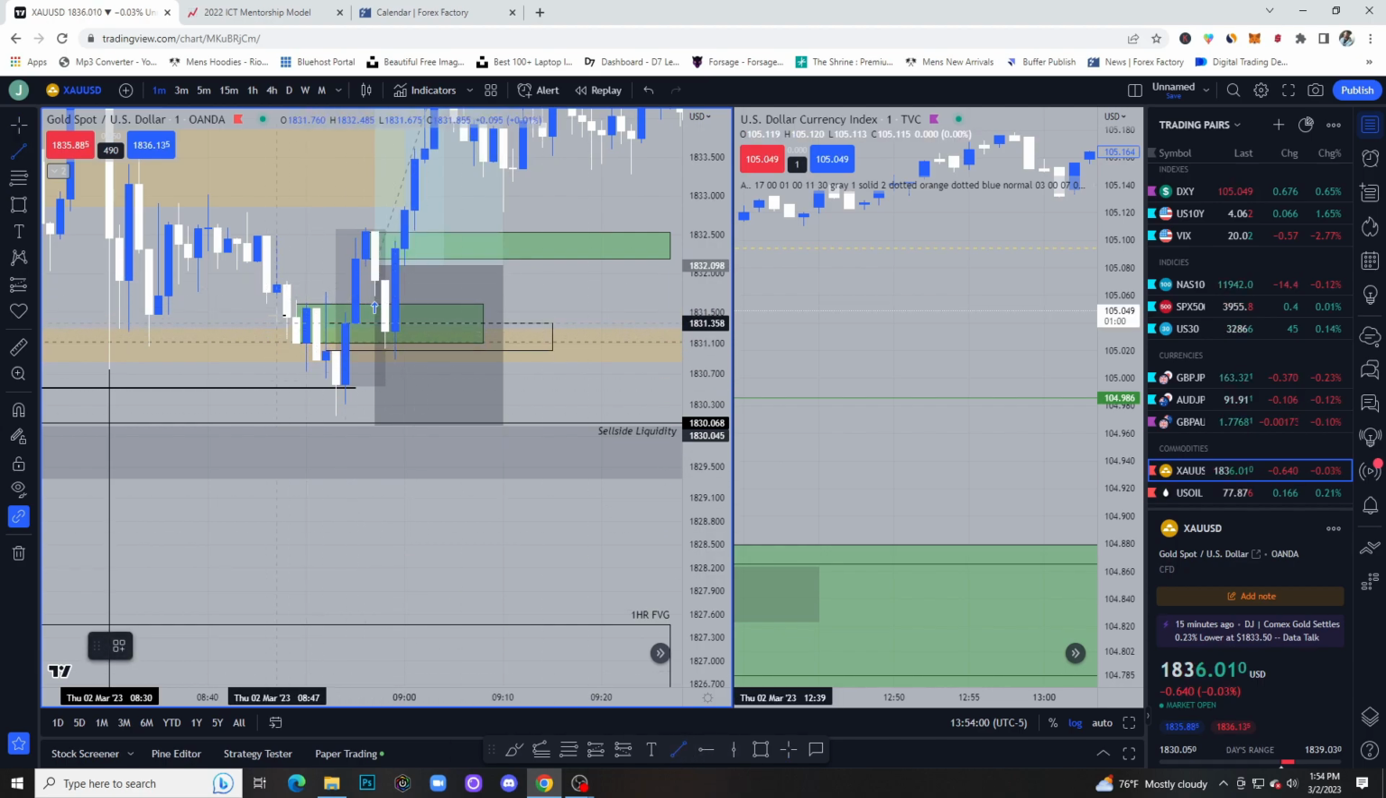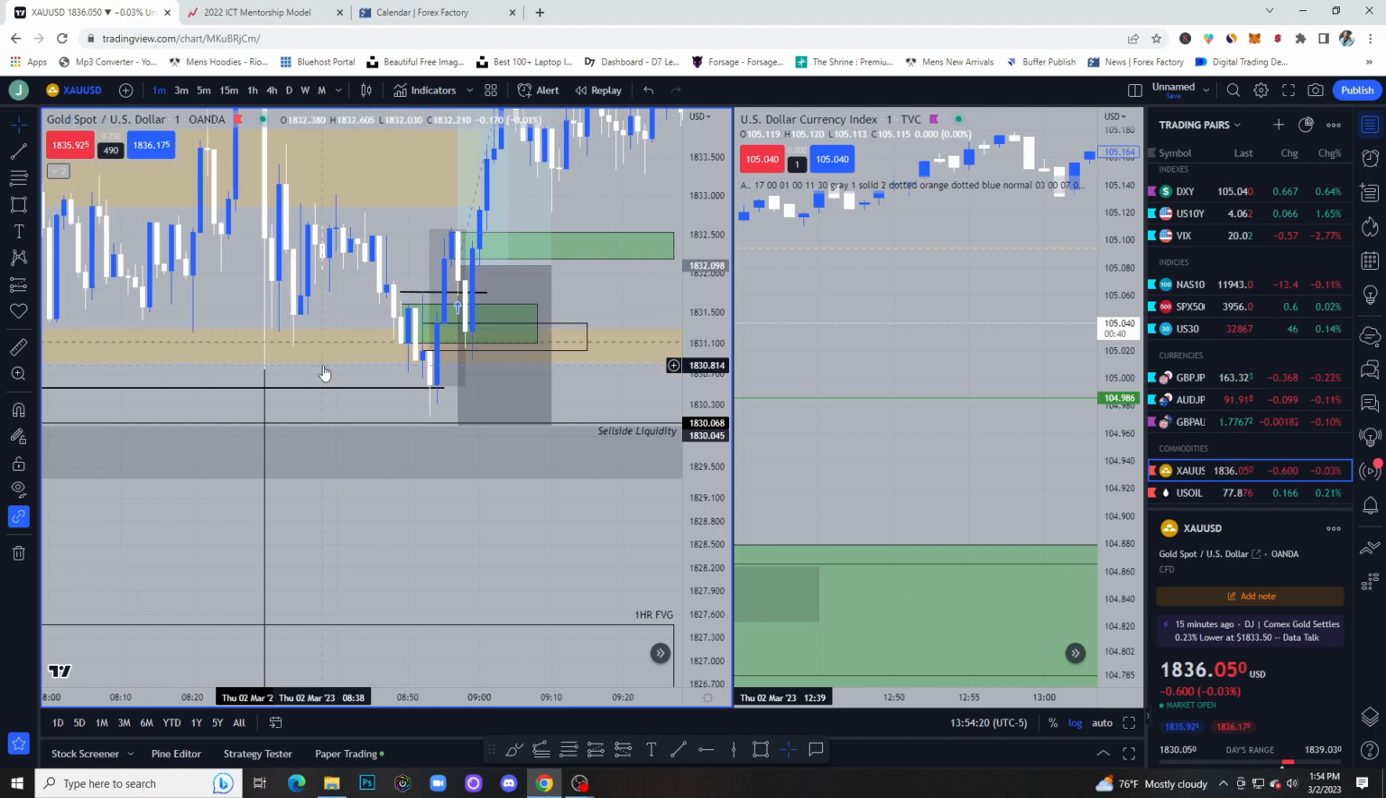All right, so I'm gonna mark it out right here. This previous lower high was taken out with this bullish run right here. So this right here alone indicates a shift in market structure, right?